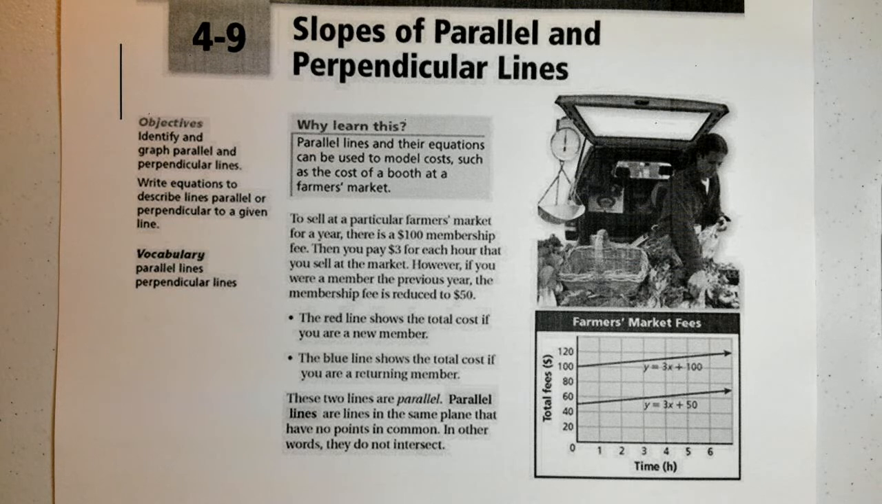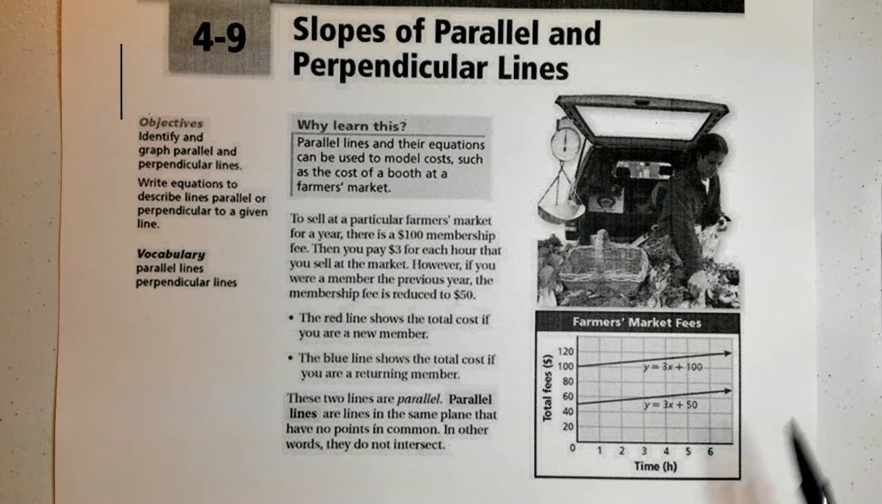So why learn this? Parallel lines and their equations can be used to model costs, such as the cost of a booth at a farmer's market. To sell at a particular farmer's market for a year, there is a $100 membership fee. Then you pay $3 for each hour that you sell at the market. However, if you were a member the previous year, the membership fee is reduced to $50.